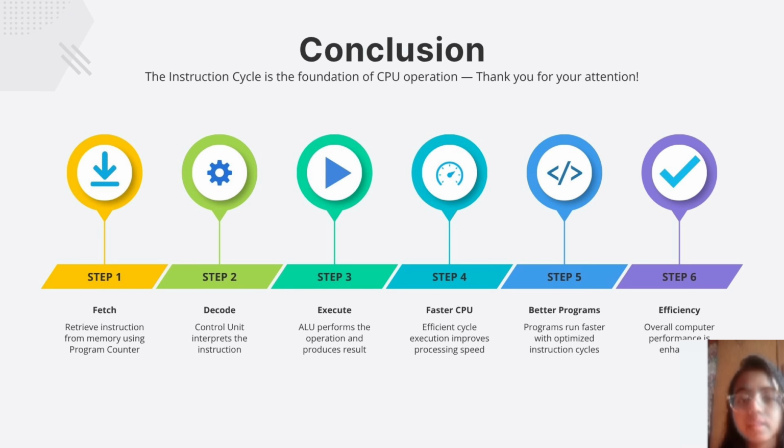Step 4, faster CPU, efficient cycle execution improves processing speed. Step 5, better programs. Programs run faster with optimized instruction cycles. And last, step 6, efficiency. Overall computer performance is enhanced.